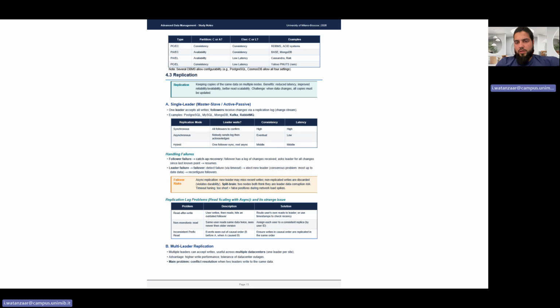So what is the solution? The solution is to route users' own reads to the leader, or use timestamps to check recency. Based on the timestamps, and by requesting the leader, we can read.